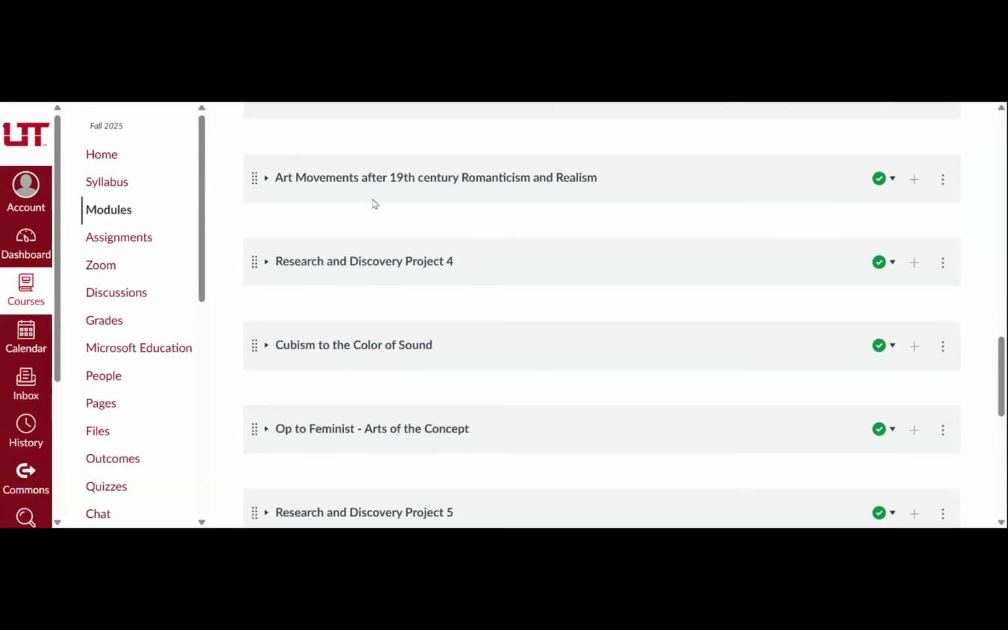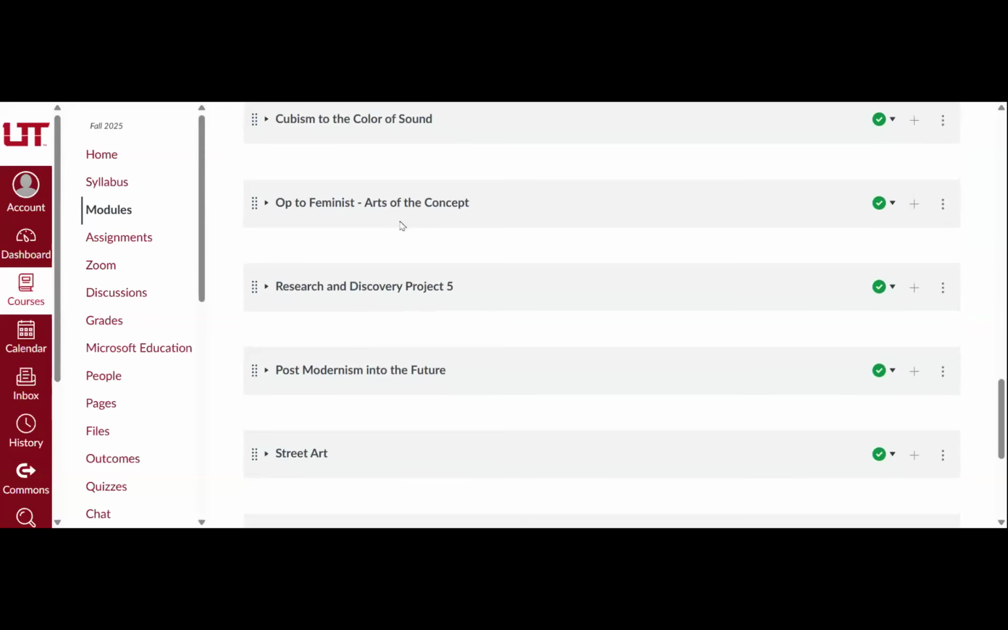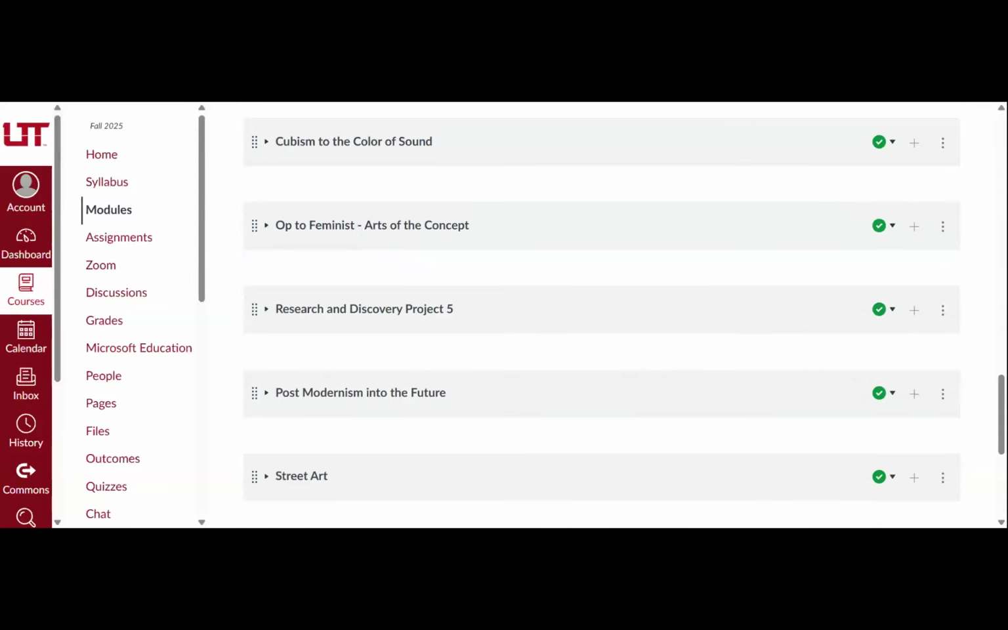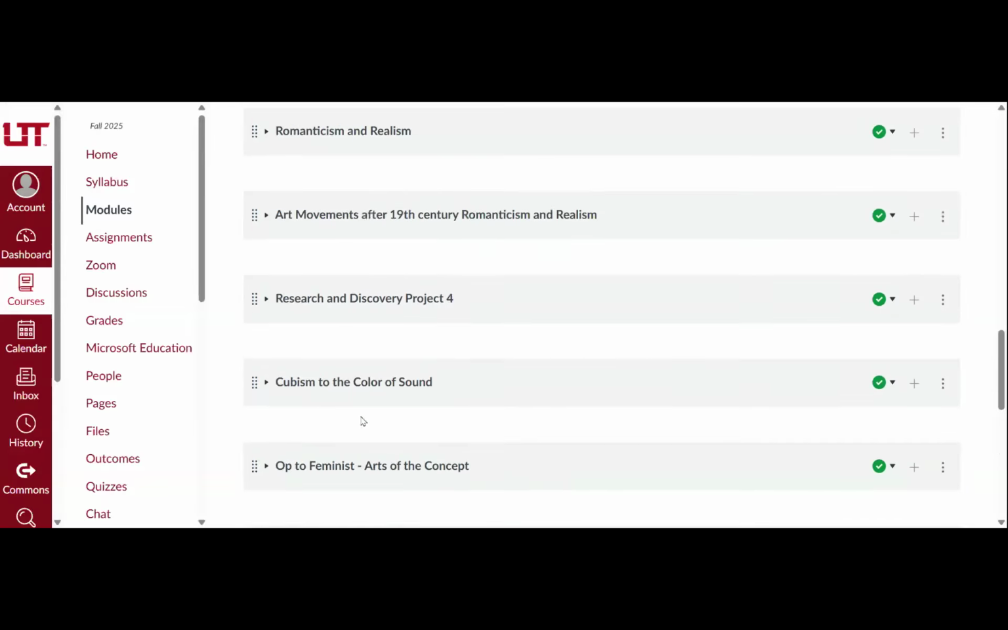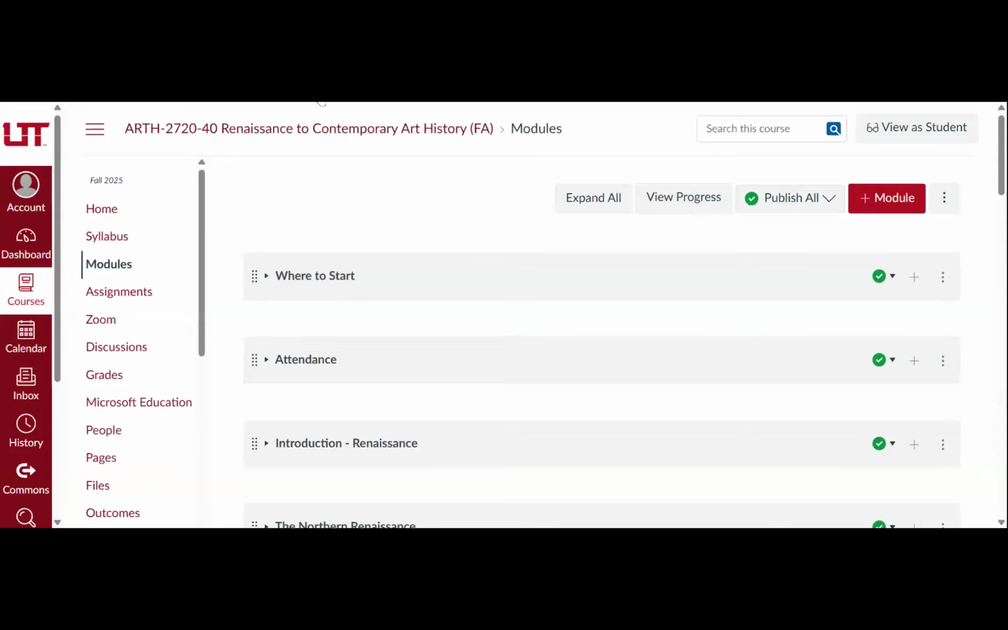But if you see any of these titles, Cubism to the Color of Sound, Op to Feminist, Arts of the Concept, these kinds of things, if you're confused at all, ask me a little bit about it, and then that will inspire me to go ahead and publish this whole thing so you have more stuff to look at. Or you can ask for clarification, and I can give you some things to look at if that's something that you're interested in exploring for future projects. So I hope going over this has helped to clarify things.